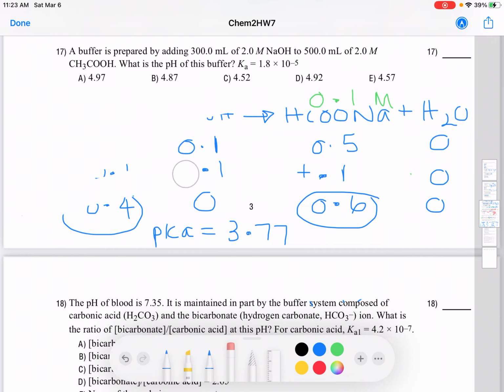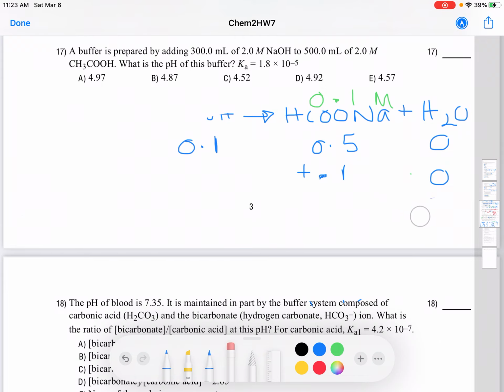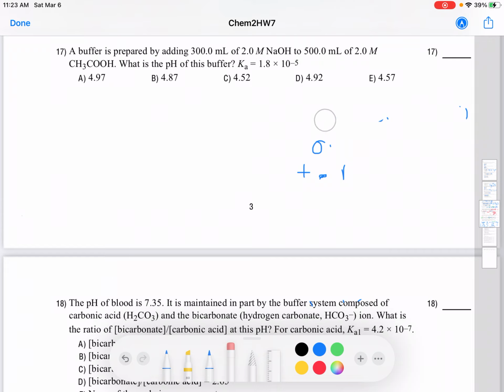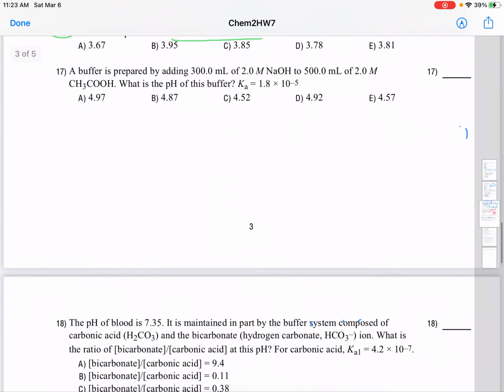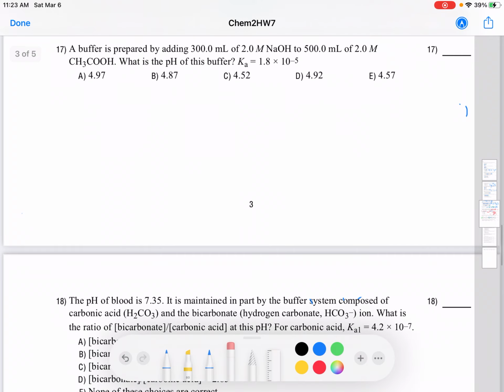A buffer is prepared by adding 300 milliliters of 2 molar sodium hydroxide to 500 milliliters of 2 molar acetic acid. What is the pH of this buffer? And the Ka is given. We done 16, now we are looking at 17.